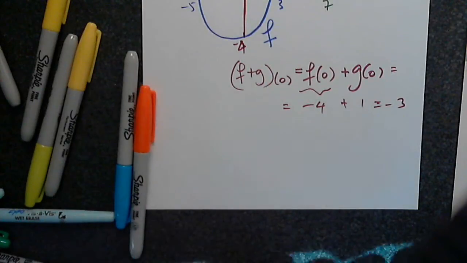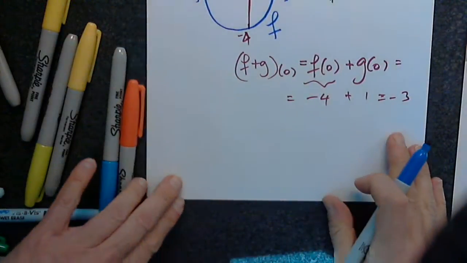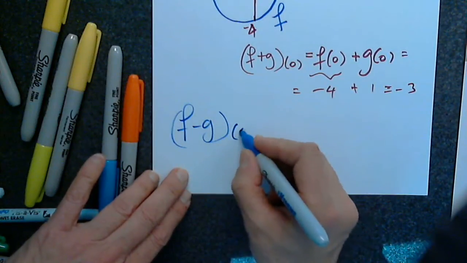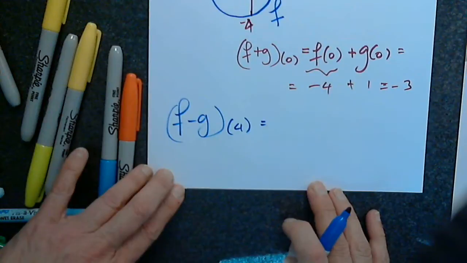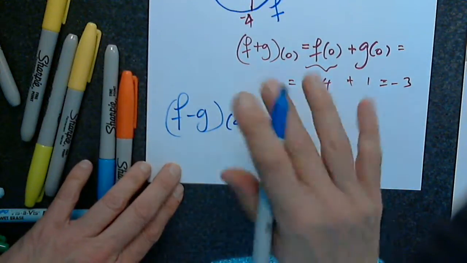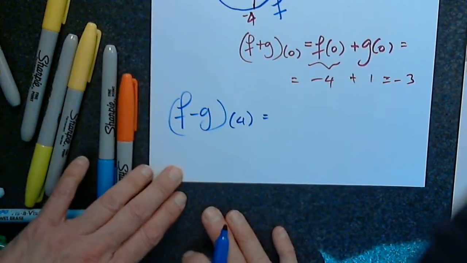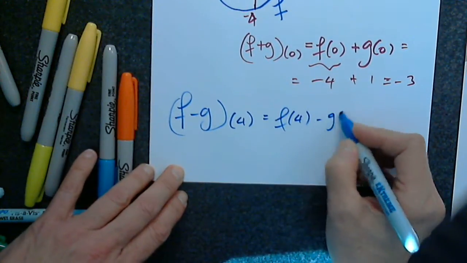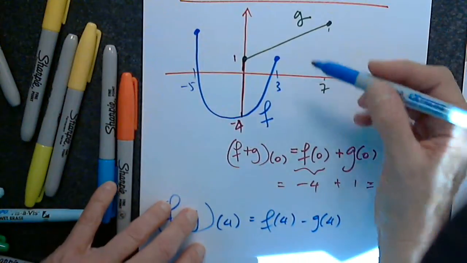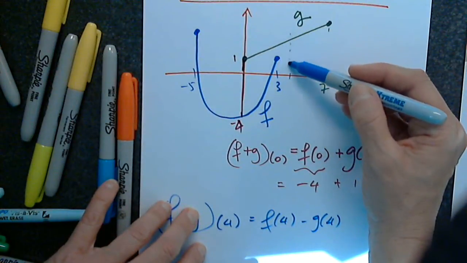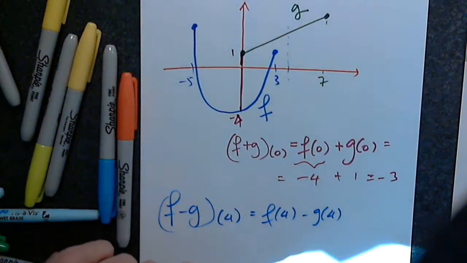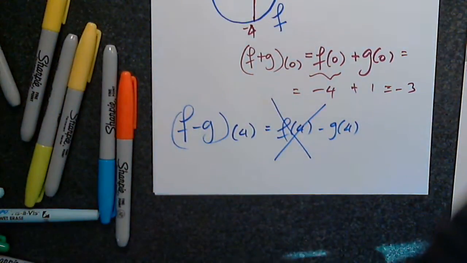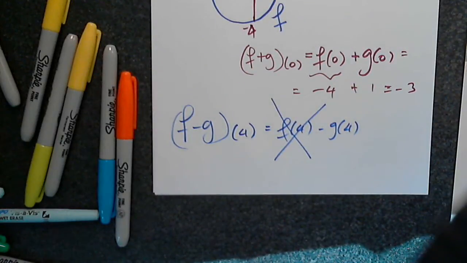Now I'm going to ask you a different question. Here's my next question. I would like you to find f minus g of 4. What does this represent? Forget about the graphs for a moment. What do I have to do? Awesome. So I look at f of 4 and I realize what? There is no f of 4.